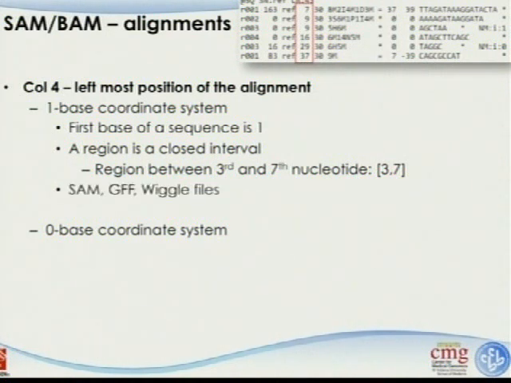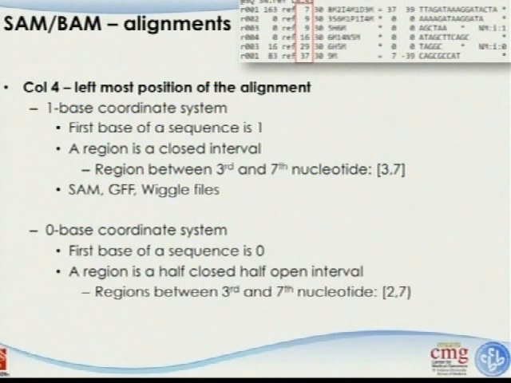And SAM files, GFF files, and WIG files all use this one-based coordinate system. Okay? In the zero-based coordinate system, the first base is 0, and the region could look like a half-open interval. But you see how confusing that is. BAM files, which are the binary format of SAM, use a zero-based coordinate system. I didn't know why they do this, but this is the reality, okay? So those are the things you really need to know.